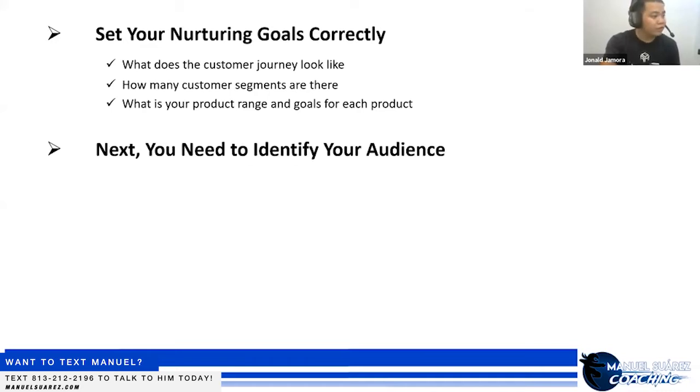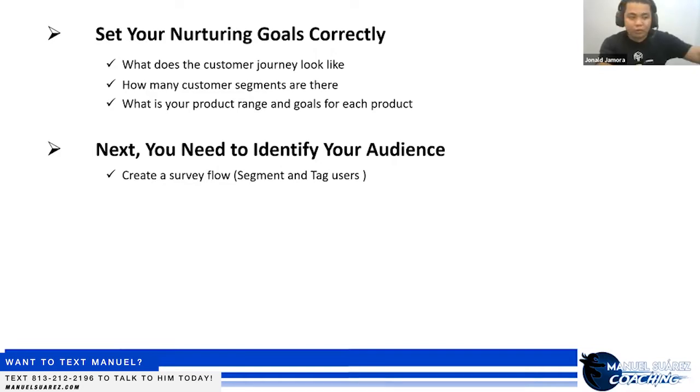Moving to the next one, you need to identify your audience. So first, you actually have to create either a survey flow or a lead generation campaign, which also asks or surveys your audiences or desired audiences or interests. That way, you can segment your users accordingly and retarget them or provide them value accordingly.